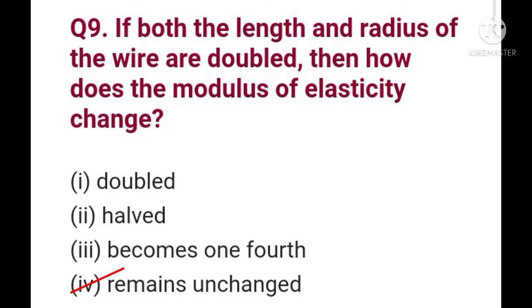Remain unchanged. If both the length and radius of wire are doubled, then modulus of elasticity does not change because it is independent of the shape and size of the wire.